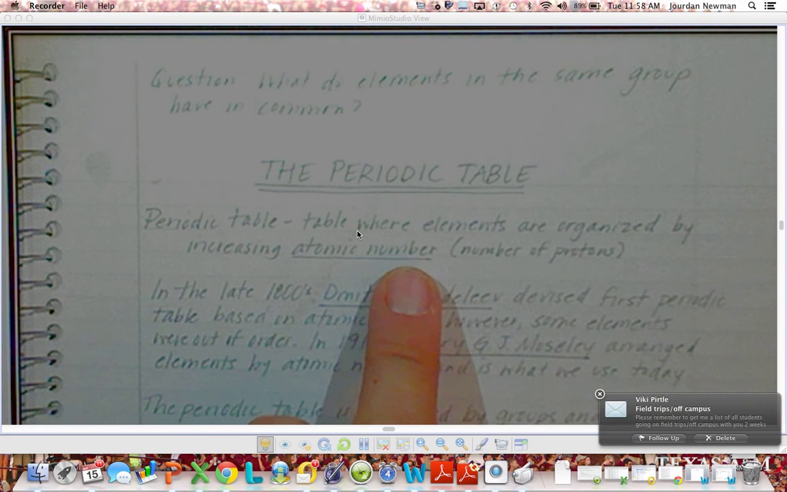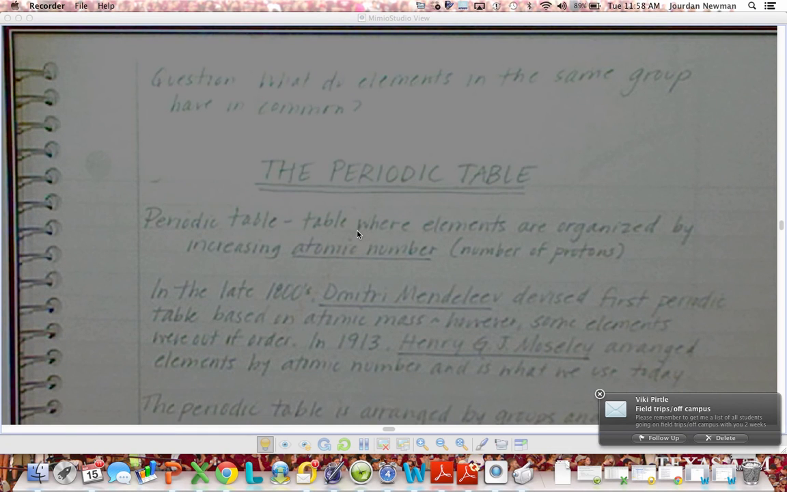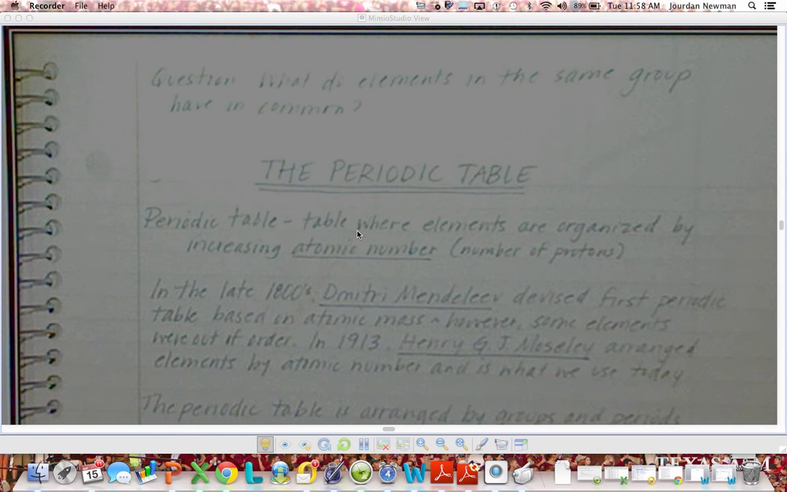Now you should know that the atomic number is the same thing as our number of protons, so we're arranged also by our increasing number of protons. And when you did your activity in class, you should have noticed that as you look at the periodic table, you should see that the elements are organized in that increasing number.